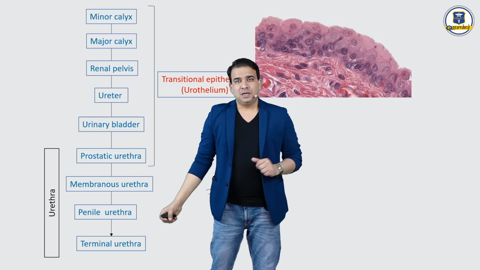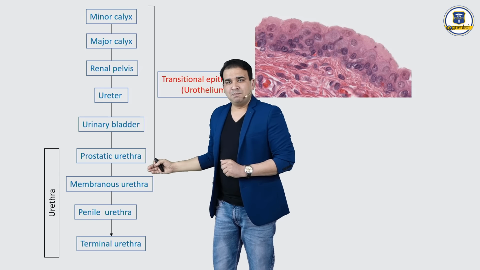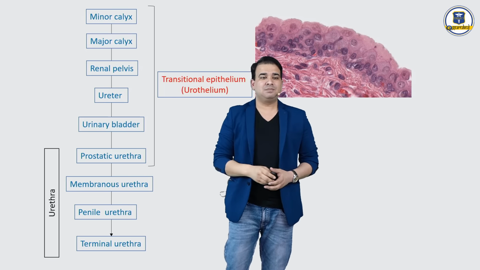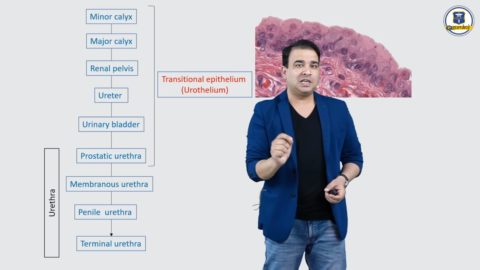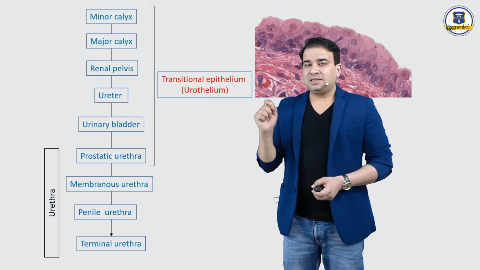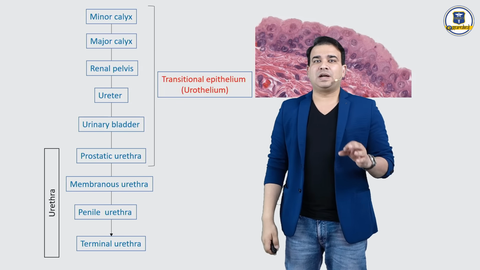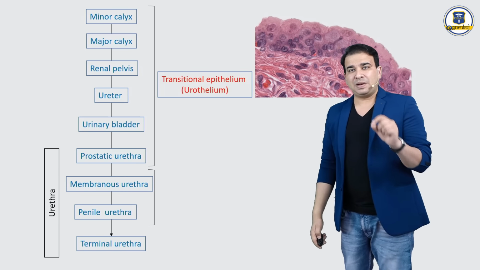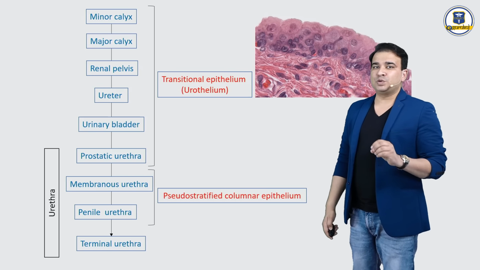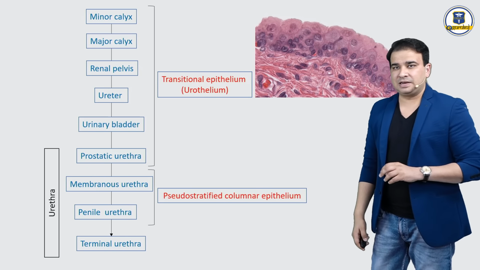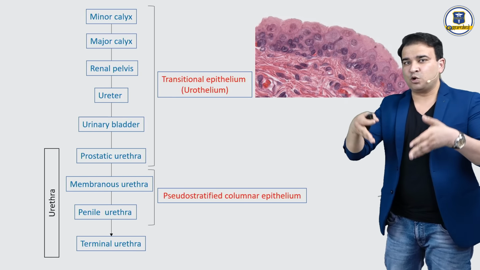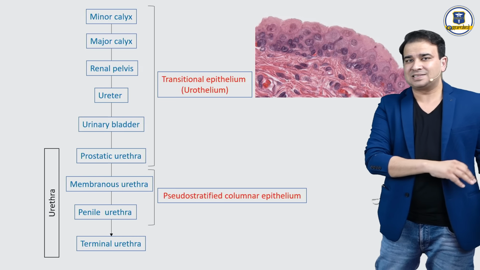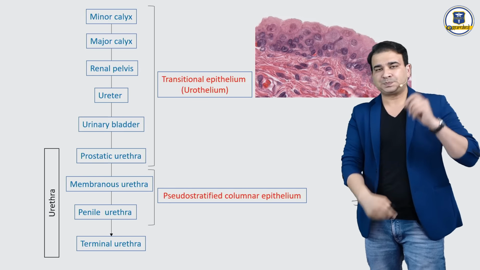Then starting from the membranous urethra and the penile urethra, the lining epithelium is more indicative of the lining epithelium of the genital tract. And that lining epithelium is pseudo-stratified ciliated columnar epithelium. So guys, in the membranous urethra and the penile urethra, the lining epithelium is pseudo-stratified ciliated columnar epithelium, because the ejaculatory ducts are opening in, so beyond that the lining epithelium is more indicative of the lining epithelium of the genital system rather than the urinary epithelium.